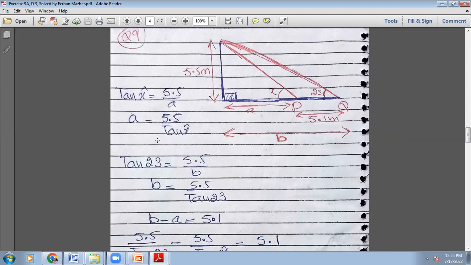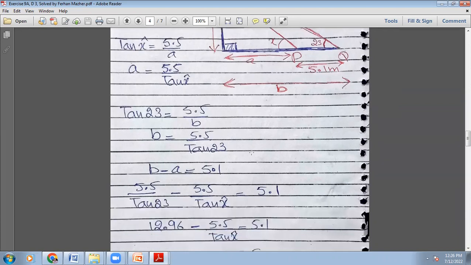Okay. Then I will use this big right angle triangle. Here the perpendicular is 5.5 and the base is B. So tan 23 will be perpendicular by base, so it will be 5.5 divided by B. So B will be 5.5 divided by tan 23. Just enter these values in your calculator and you will get the value of B. This is a pure number, 5.5 divided by tan 23. You can find its value.